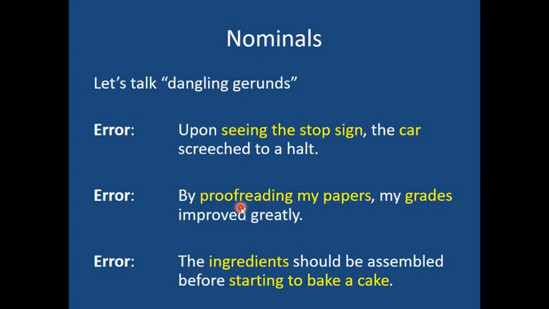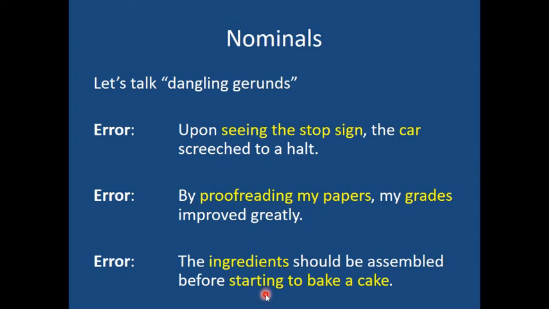Now, what I like to do, and what the SAT likes to do, is give the gerund later in the sentence. Typically, when they start the sentence with something like "upon seeing" or "by proofreading," you can usually hear your grammar gut kick in and say, something's weird about saying that, like "upon seeing the stop sign, the car," that's weird. So what the SAT will do is put the gerund later in the sentence, like this third example, because oftentimes you forget what the original subject was.